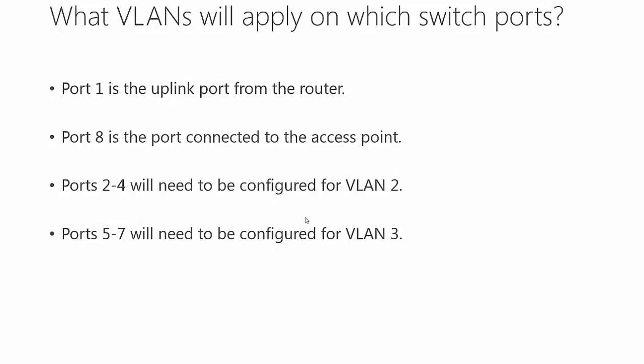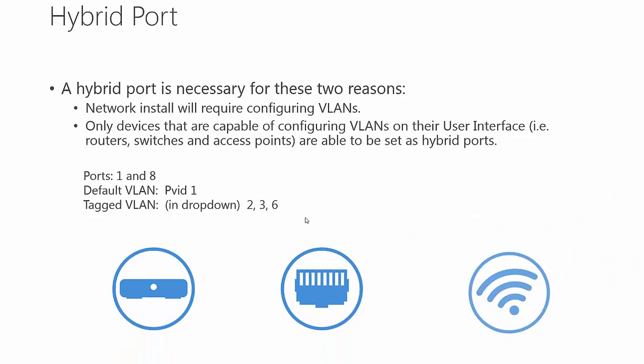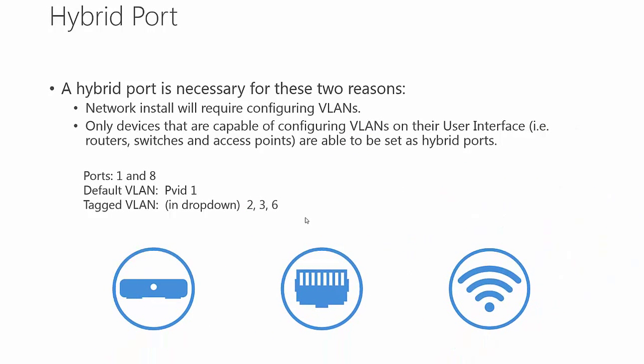Now I'm going to add my VLANs and configure my ports on my switch for my devices. But first, I need to make sure I know when to set it up as an access port versus when to set it up as a hybrid port. The only devices that will need to be configured as hybrid ports are those that have an interface capable of configuring VLANs, which are going to be your routers, switches, and access points.